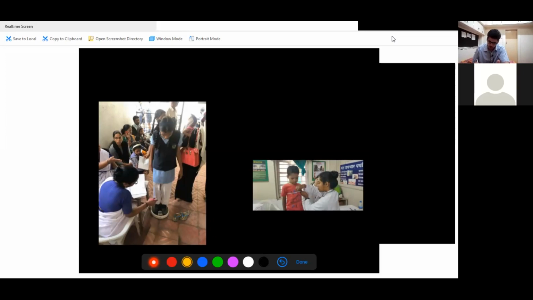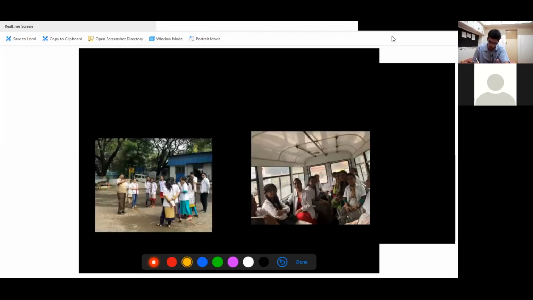This is how we take the normal weight of the child, and this doctor is taking the chest circumference of the child. Okay, because we always compare the head circumference with the chest circumference. While comparing that, if after 1 year the head is still bigger than the chest, that means these children are malnourished. So this is how we do our camps.